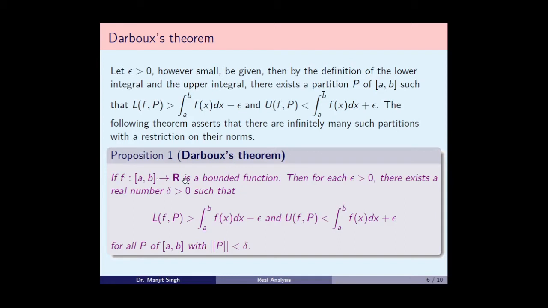f is a bounded function defined on a closed interval [a, b]. If we take epsilon greater than 0, then we can see that the above conditions stated here also hold for all partitions P with norm less than delta.